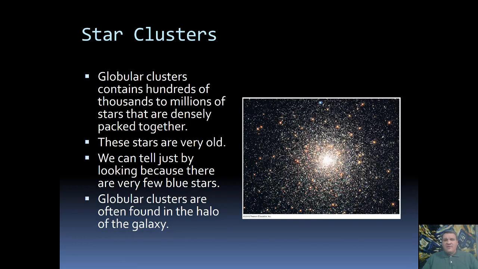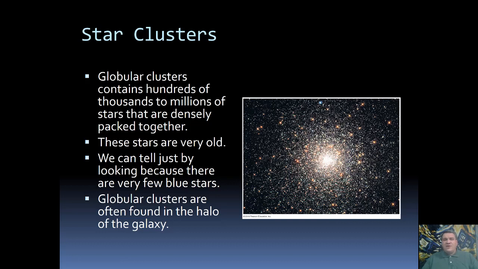The other type of cluster is a globular cluster. This is what we have over here on the right. These contain hundreds of thousands to millions of stars that are very densely packed together. Now notice the overall color of this cluster. We have a lot of yellow, red, and orange. We don't really see blue or white. We do have this one blue star up here on the top, but I believe that's actually a foreground star that's not part of the cluster.